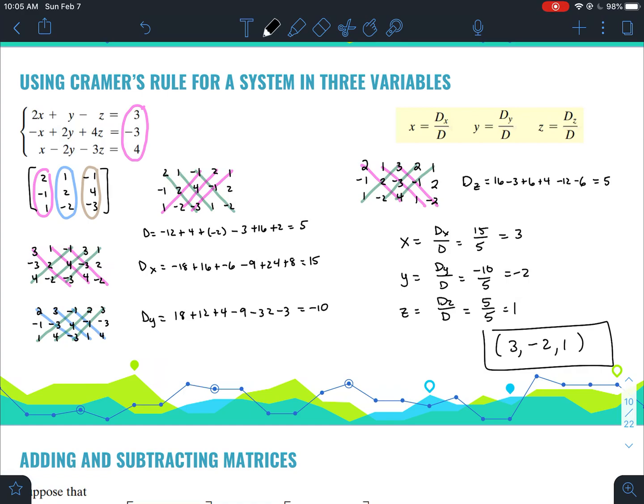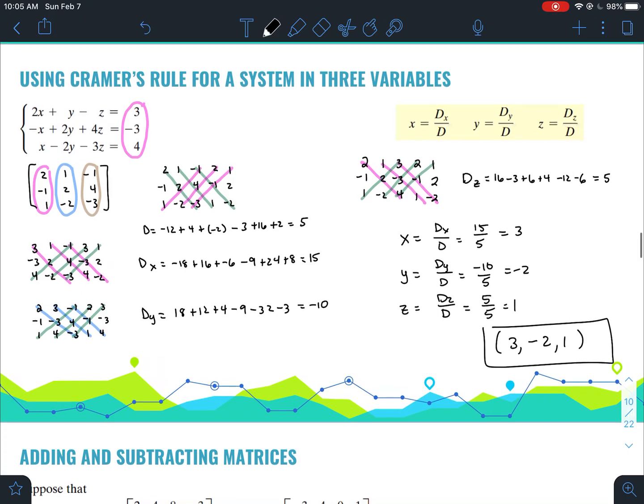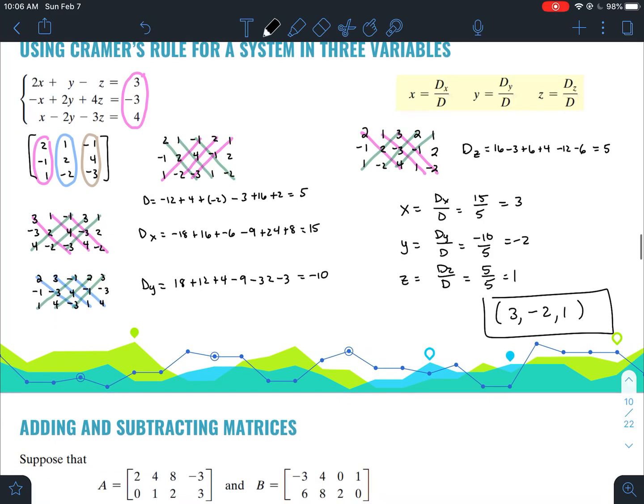So 6 minus 2 minus 1 is 3. So it works in the first equation. So again, using Cramer's rule on a 3 by 3 system is kind of tedious. You can also solve the system algebraically like we did earlier in the chapter, but this is how you would solve it using Cramer's rule.